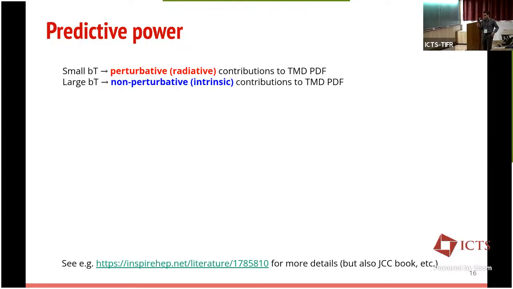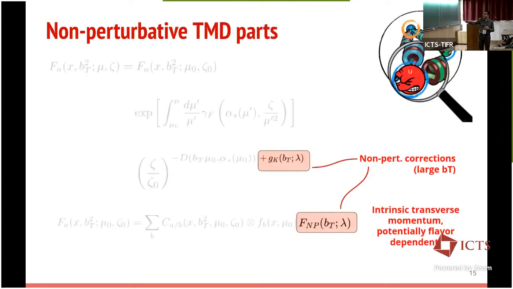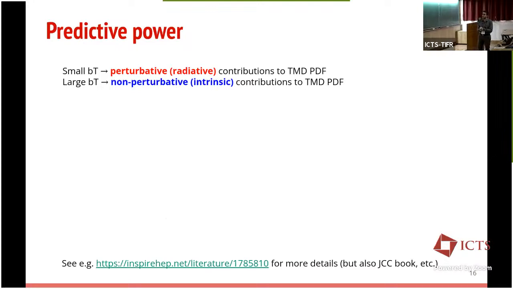I think what we have to keep in mind at this point is the following. When bT, the variable which is conjugated to kT, the transverse momentum, is small, the TMD PDF can be calculated in perturbation theory, and you're focusing mainly on the radiative contributions. When bT is large, you're sensitive to these non-perturbative corrections. These have to be relevant only when bT is large. It has to be quantified what large means, but typically large is 1 inverse GeV. This is something that we also see from the phenomenological analysis.